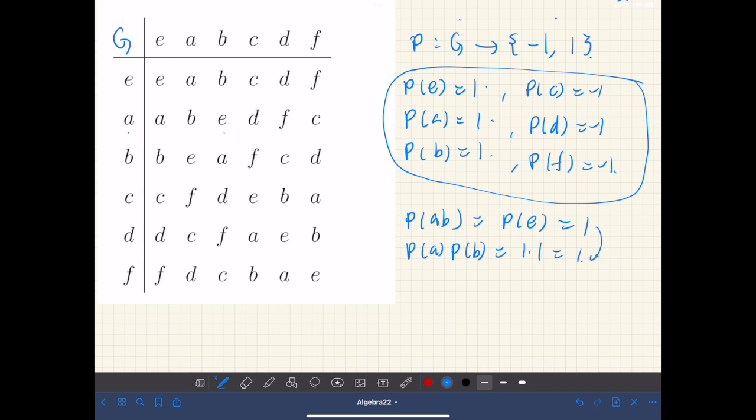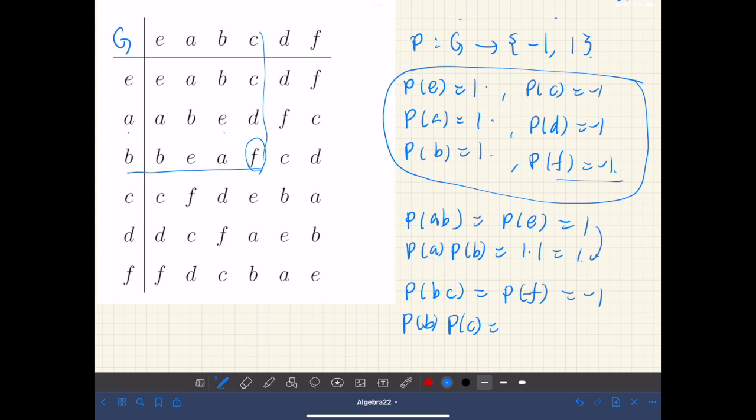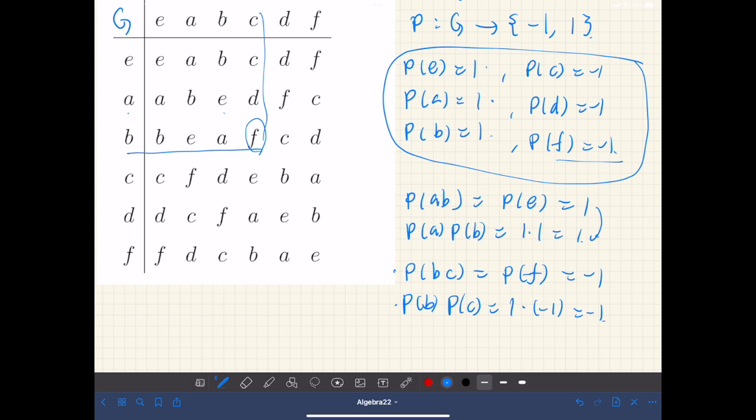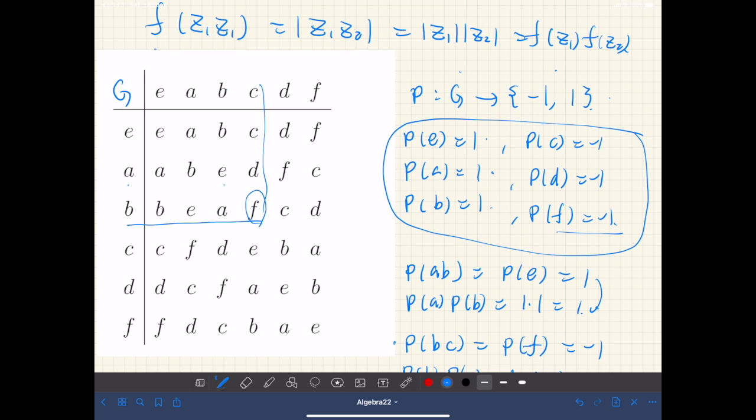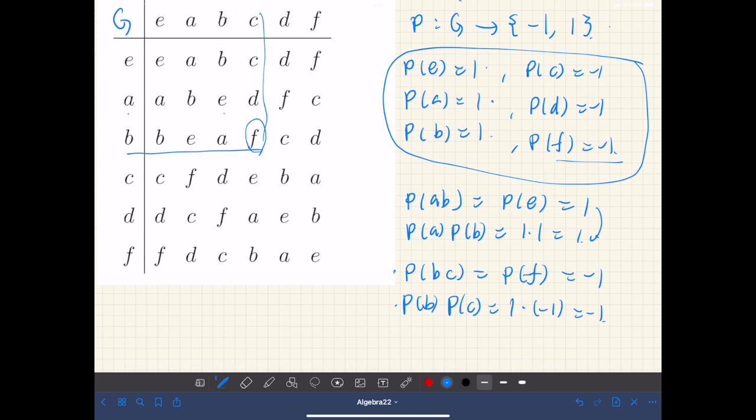Let's pick another example. Let's say P of B C. B times C is F. So P of F, which is -1, according to this rule. And P of B times P of C: P of B is 1, P of C is -1, which is -1. So they are equal. So in this way, you can verify all of the pairs and show that this mapping P is indeed a homomorphism.